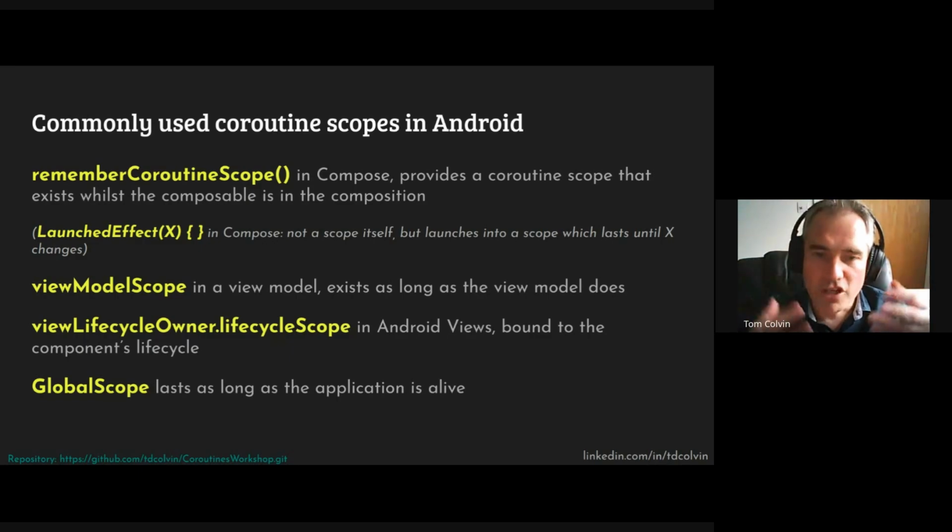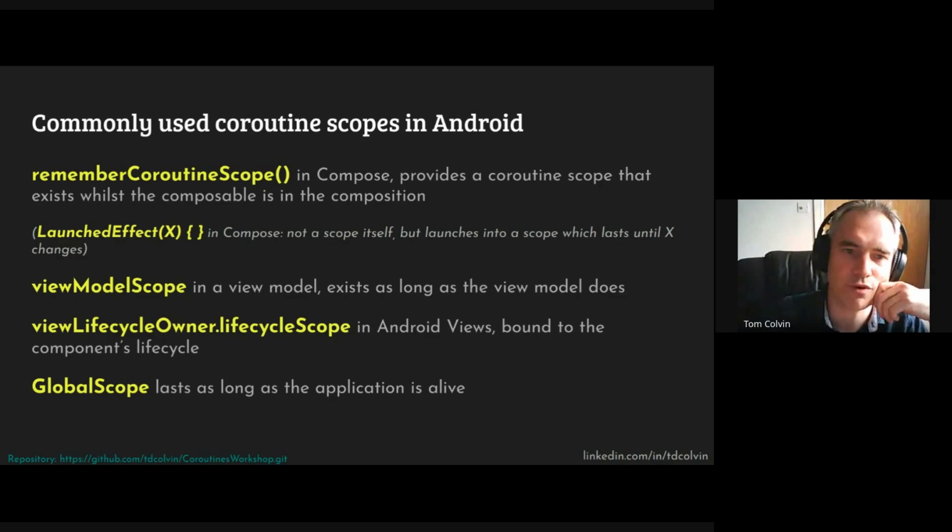And those are the UI ones: rememberCoroutineScope, LaunchedEffect, lifecycleScope. Those are the ones we usually use for UI. Again, there's a little bit of play, and maybe there are good reasons why you wouldn't use them for UI, but generally that's what they're used for. For I/O, we usually kick off I/O tasks within a view model, so we have viewModelScope within Android view models.